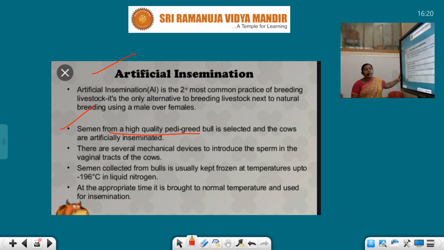Here the semen from the high quality pedigreed bull is collected, and it is transferred artificially to the cow. There are several mechanical devices to introduce sperm into the vaginal tract of the cow. So by using many ways, they introduce the semen into the cow's vaginal tract, and the semen collected from the bulls is usually kept at a frozen temperature.